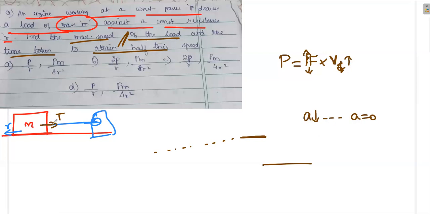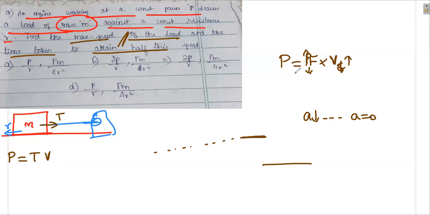So here the power is given as constant, this power P. So that is the applied force tension into the velocity of the object at that instant. This is constant. As velocity changes, tension changes. So the force it applies is not constant. Okay, so now I need to find the maximum speed.